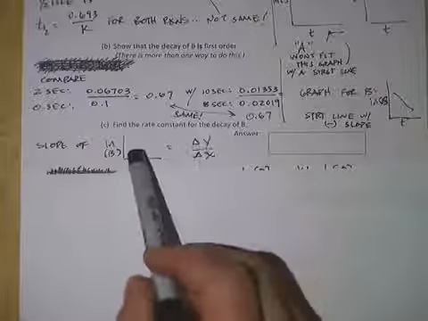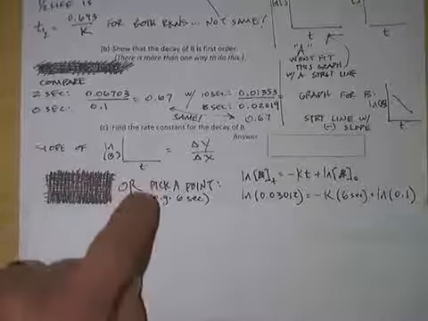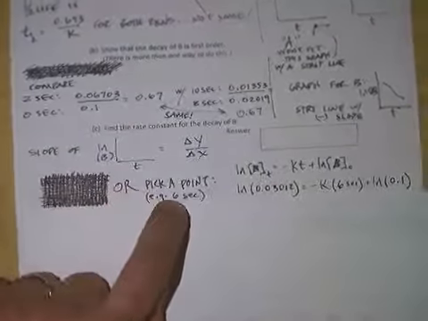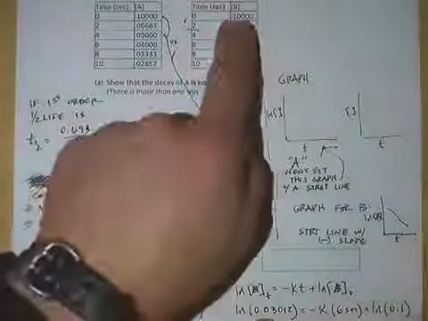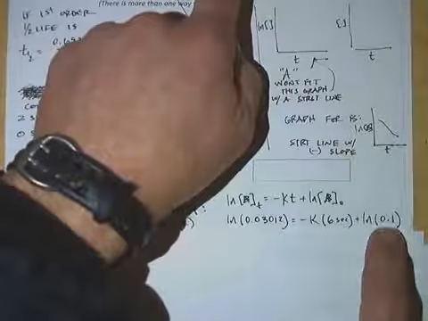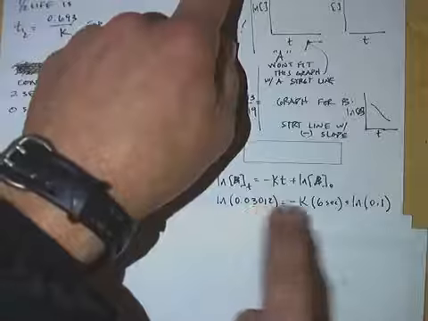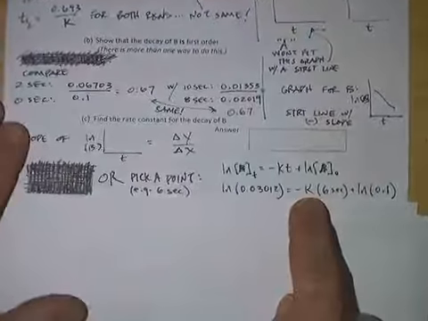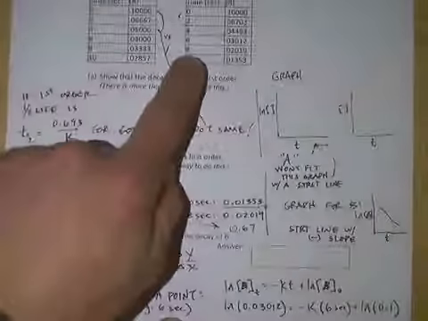Find the rate constant for the decay of B. So you could find the slope of the line if you graphed it. That would be okay. Change in y divided by change in x. Or just pick a point. This is probably the easiest way to do it. I picked 6 seconds, and then take it and put it into the first order integrated rate law equation right here. I know the original concentration is 0.1, so put that in here. And then I picked 6 seconds, so at 6 seconds it is 0.03, so that goes here. And then I put 6 seconds in here and I solve for K.